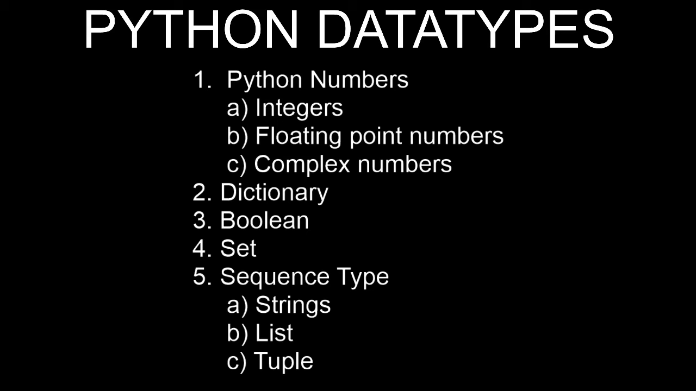It can be created by placing a sequence of elements within curly opening and closing braces, and the items will be separated by comma. We can give any data type as values in the dictionary, and also we can duplicate the values. A dictionary can also be created by the built-in function dict, and we can also create a dictionary by using curly braces.